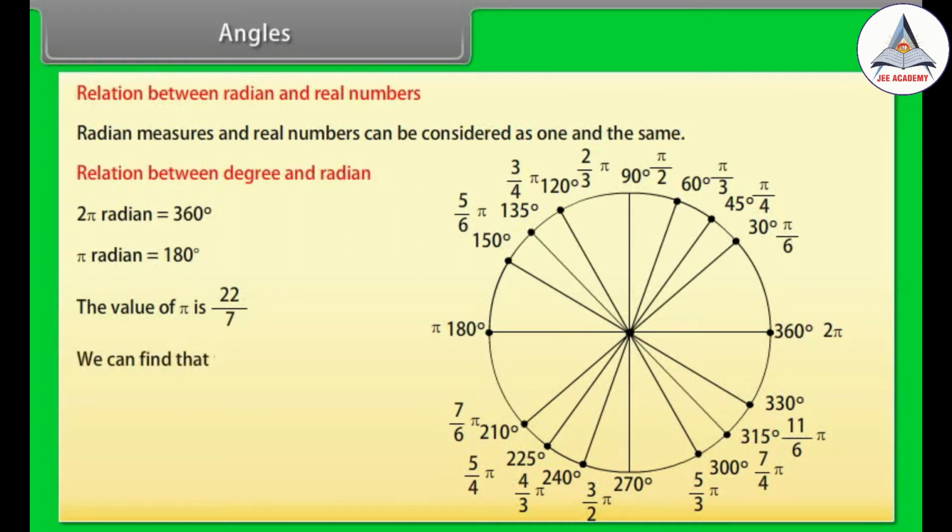We can find that 1 radian is equal to 57 degrees 16 minutes. And 1 degree is equal to 0.01746 radian.